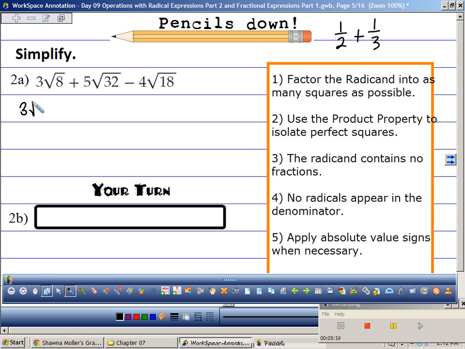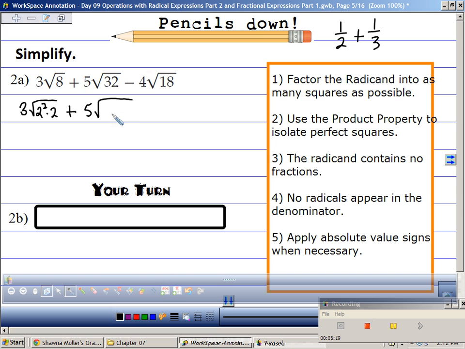So 8 is actually 2 squared times 2. 32 is actually 16 times 2, or 8 times 4, same thing, right? So 16 times 2 is 4 squared times 2. And 18 is 9 times 2, which is 3 squared times 2. Kick out my squares, what do you think that they all have in common? They're going to have 2's left over, right?